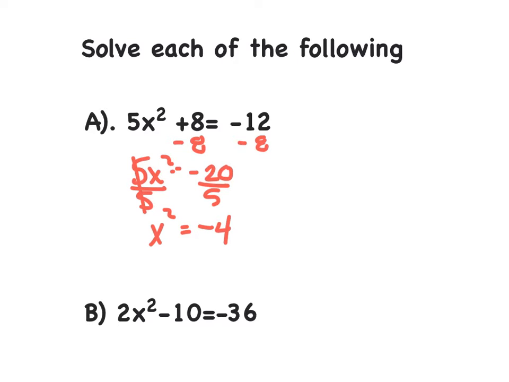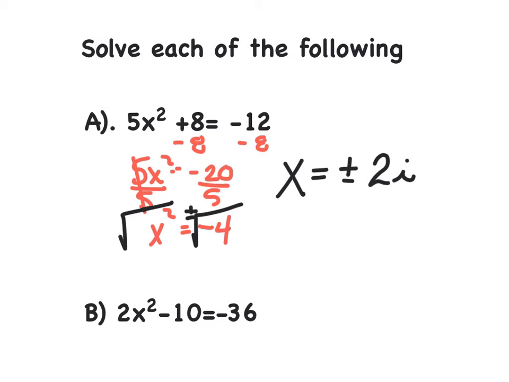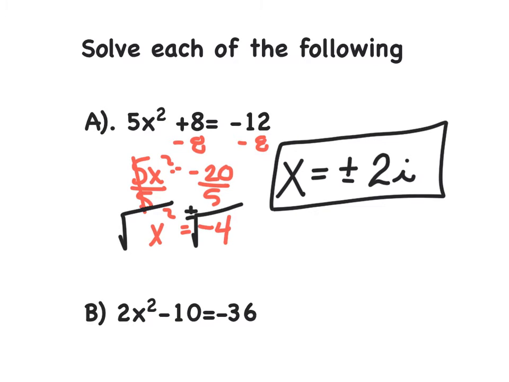And then to get rid of a square, hopefully you're saying in your head, take the square root. Now notice, because you're taking the square root of both sides, you do include the plus and minus. So now I would say x equals plus and minus. The square root of 4 is 2, and the square root of negative becomes i. So x equals plus or minus 2i. Remember, that's really two answers. That's positive 2i and negative 2i.